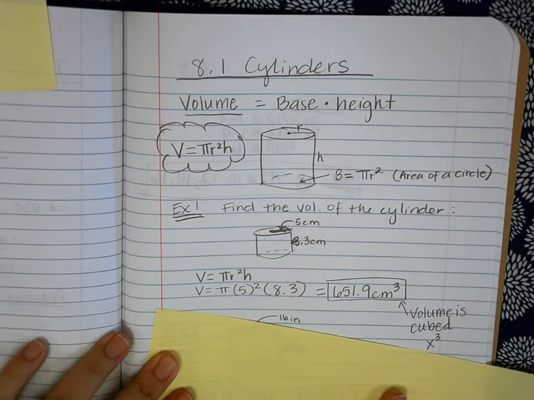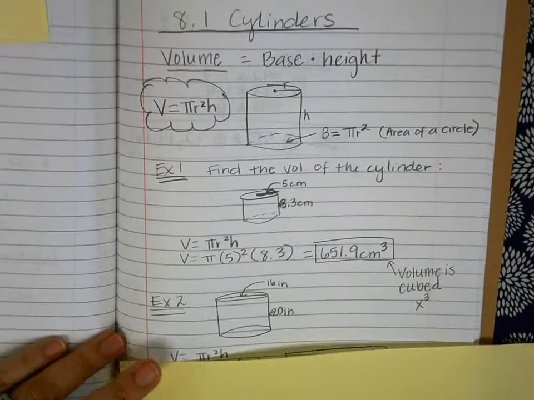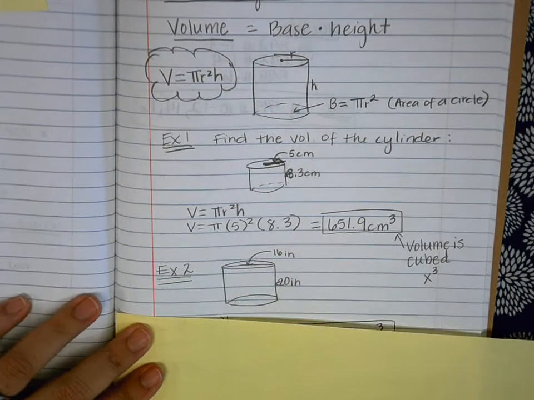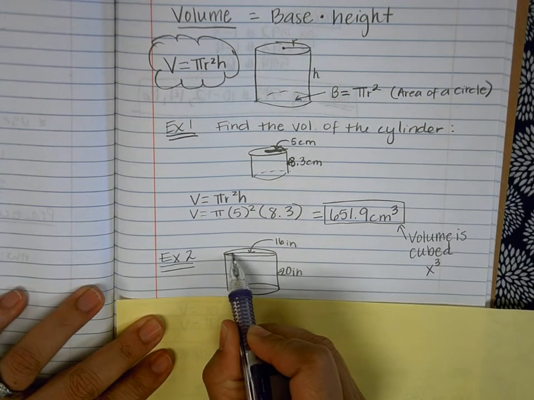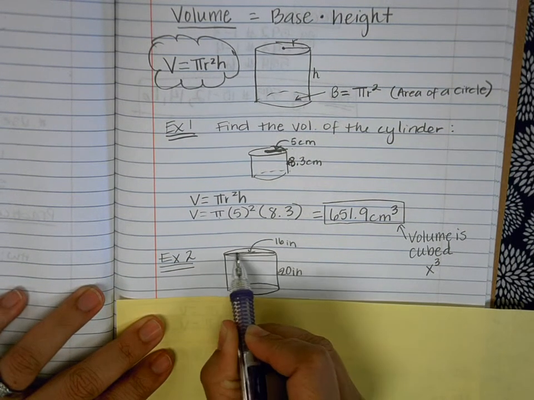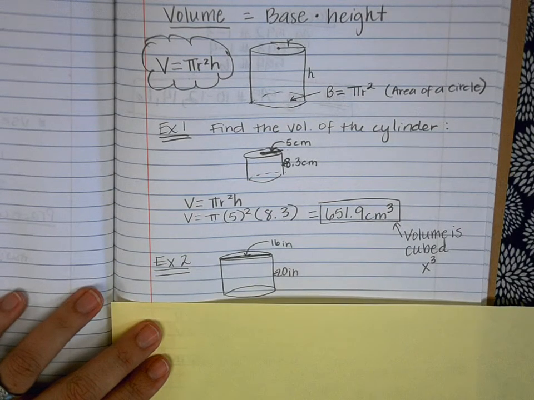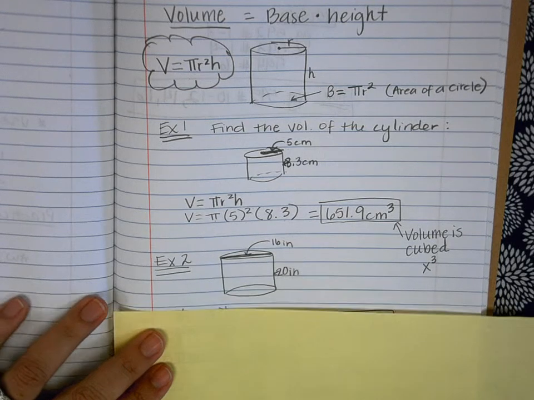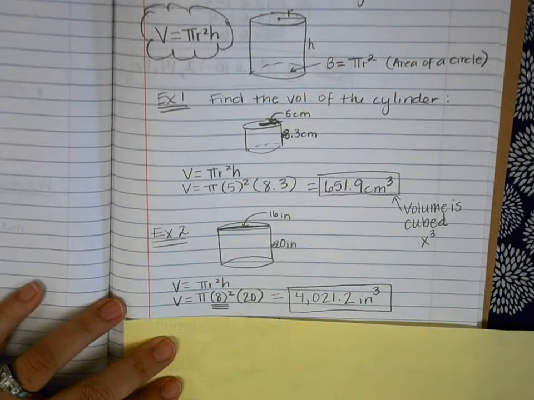All right. So here's another one for you. Example 2. This one is different because it's giving you this whole piece right here, which is called the diameter, right? So you have to know what the radius is. How do you know what the radius is when you're given the diameter? Divide by 2. You know this. Okay, so check that in your calculator. Make sure you get that one.